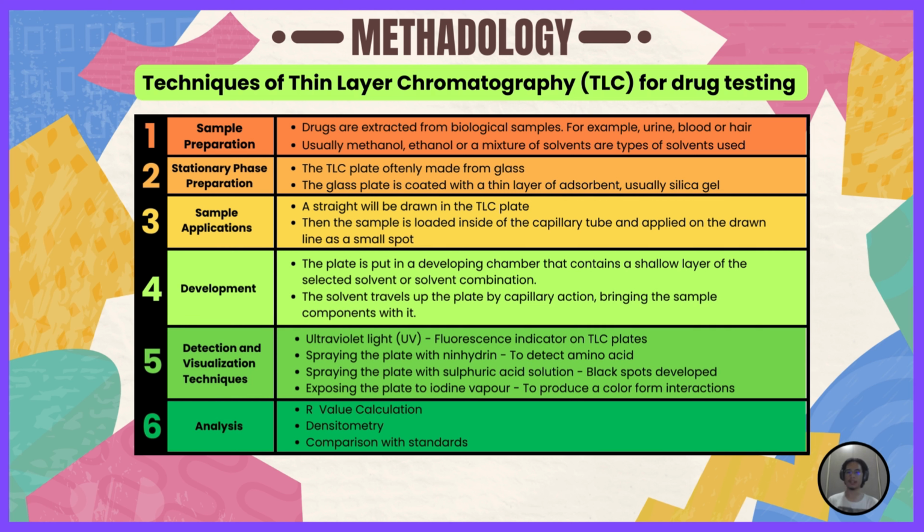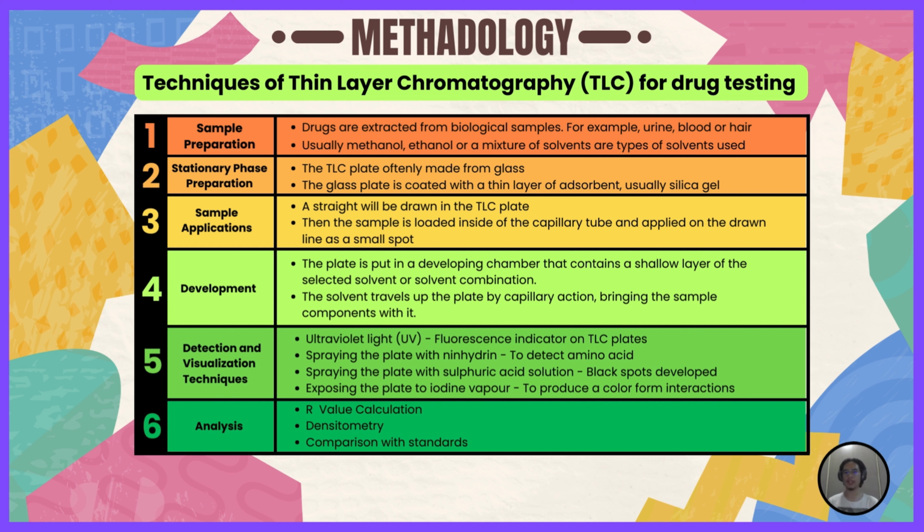The second one would be densitometry. Now what is densitometry? It is when the intensity of the spot can be quantified using a device called a densitometer, which measures the optical density of the spots. And finally, in terms of comparison with standards, the amount of drug in the sample can also be found by comparing the spot intensity with those of standards.